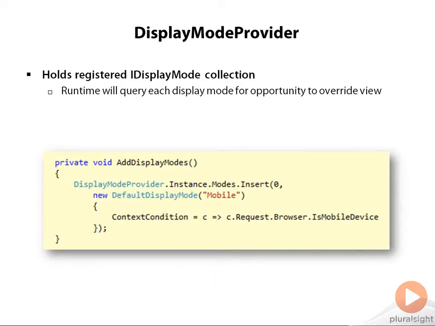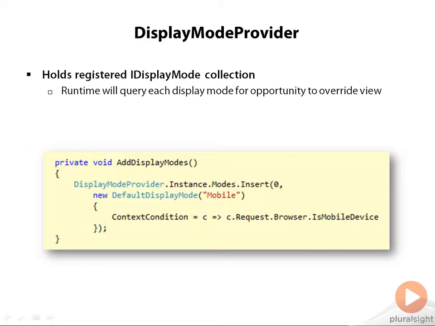The block of code on the screen is very similar to what the MVC runtime would do. Sometime before applications start up, it will add a new display mode to the display mode provider, which you can get to through the static Instance property. In this case, the display mode is an instance of DefaultDisplayMode. It makes it very easy to work with all this. And that string parameter that you see in the constructor is a suffix that the display mode will use when it is looking for a view. So literally, does a version of the view exist at the right location with .mobile in the name?